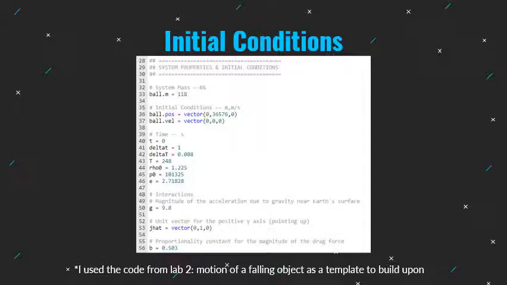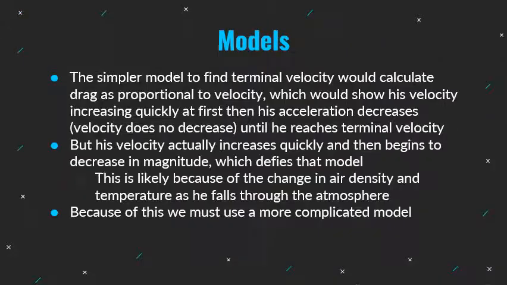And so here's how I input all of that into GlowScript. I use the code from Lab 2 on the motion of a falling object as a template to add my own information into. So the simpler model to find terminal velocity would calculate drag as proportional to velocity, which would show his velocity increasing quickly at first, then his acceleration decreases. His velocity would not decrease though until he reaches terminal velocity.